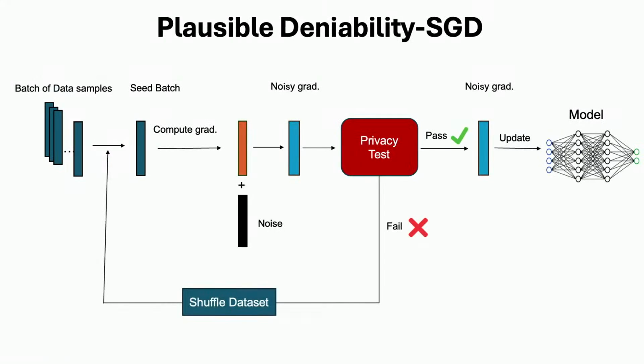This is the main idea of our solution. You start with a batch of data samples, and then we pick, let's say, a seed batch. You compute the gradient for that batch. Okay, and also what we do is we add noise. The idea of adding noise is that there will be a healthy probability that the gradients will overlap somehow after you add the noise. And then you perform a privacy test. I'm going to specify exactly what privacy test it is. If the gradient passes the privacy test, you update the weights of the model with it. If it fails, you throw it away and you repeat the process. Is that clear? So what privacy test is this?